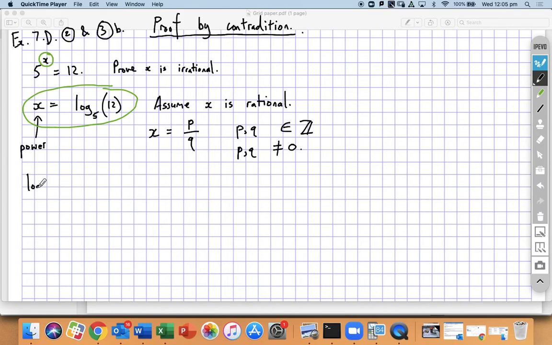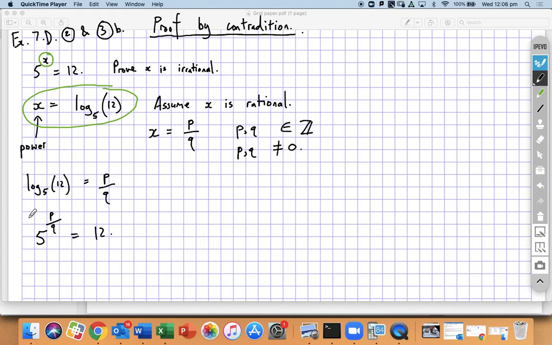So log base 5 of 12 equals p on q. Now we're going to convert it back to the equivalent statement in index form. If our base is 5, logs have given me the power, so this is the power. It's like He-Man, they give you the power, and the answer to the index equation is 12.